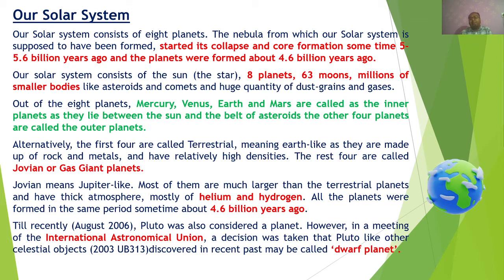Okay, the inner planets are also known as terrestrial planets, meaning Earth-like, as they are made up of rock and metals and have relatively high density. The rest of the 4 planets are called Jovian planets or gas giant planets.